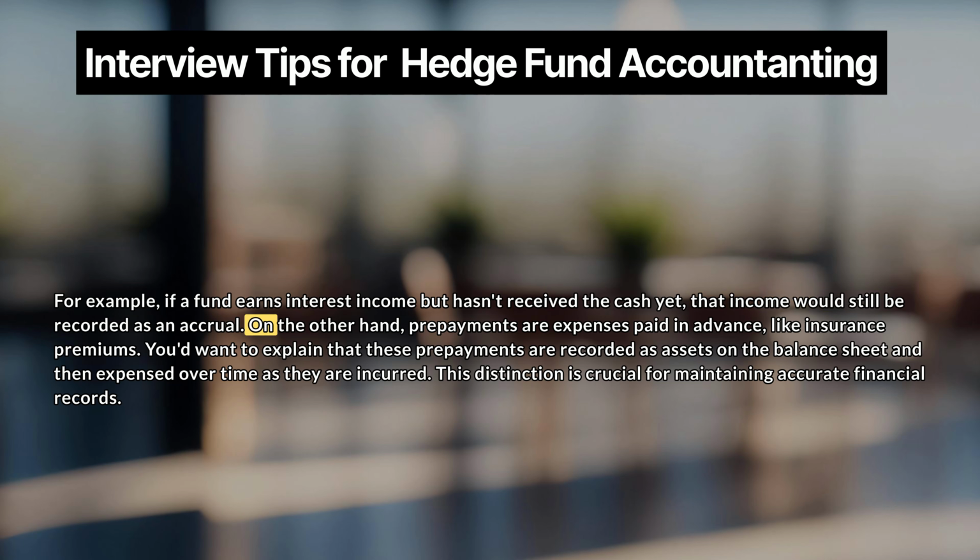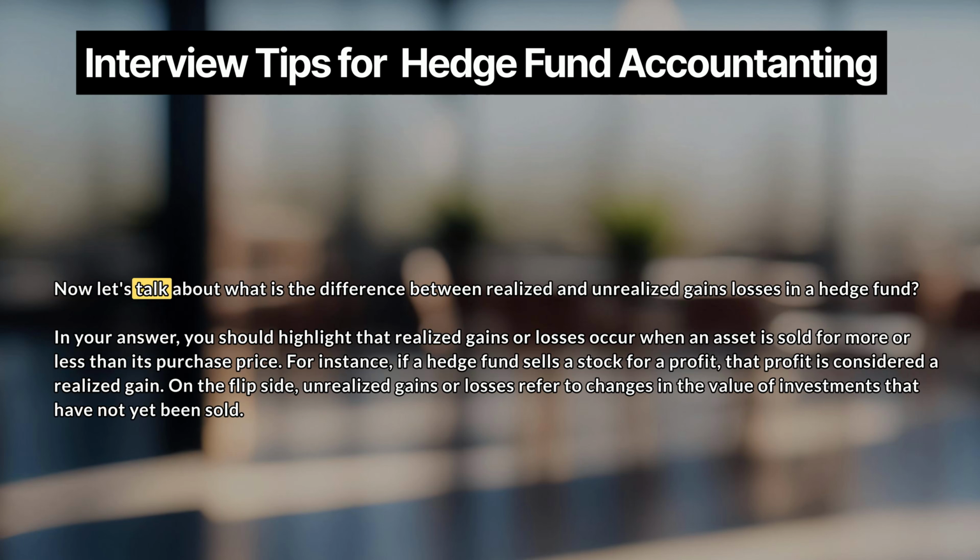On the other hand, prepayments are expenses paid in advance, like insurance premiums. You'd want to explain that these prepayments are recorded as assets on the balance sheet and then expensed over time as they are incurred. This distinction is crucial for maintaining accurate financial records. Now, let's talk about: what is the difference between realized and unrealized gains/losses in a hedge fund?